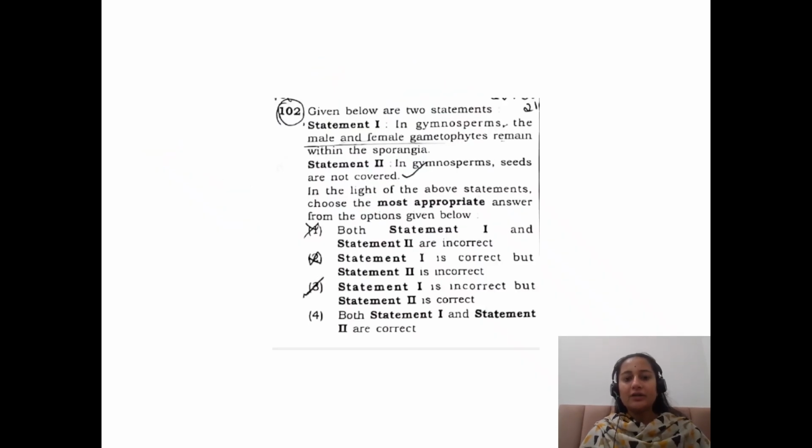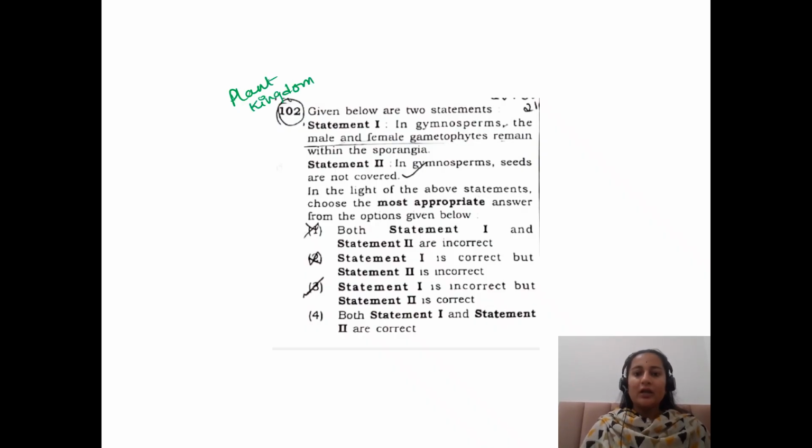Next, the given are the two statements. This question is from the plant kingdom. Direct NCERT lines again. In gymnosperms, the male and the female gametophytes remain within the sporangia. So this is the correct statement. So male, female are present in the microsporangia, megasporangia. So this is the correct statement.